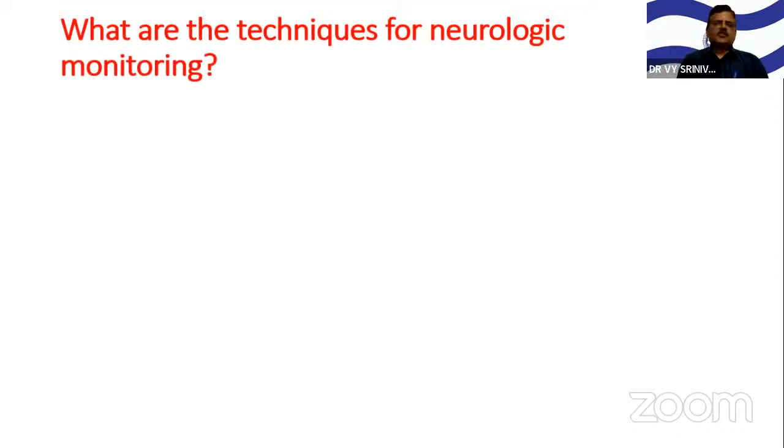What are the techniques for neurological monitoring? Neurological monitoring can be done either to assess the metabolic integrity of the nervous tissue, that is by assessing the global or regional blood flow or oxygenation. It can also be done to know the functional integrity of the central nervous system by assessing the global or the specific anatomical pathways, which includes the intraoperative neurophysiological monitoring.